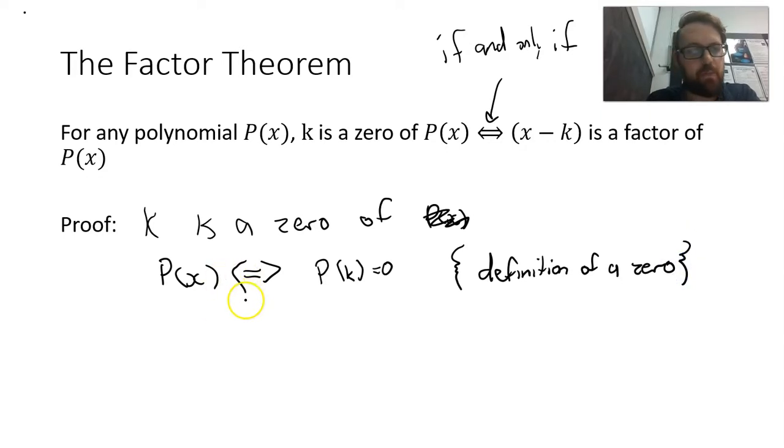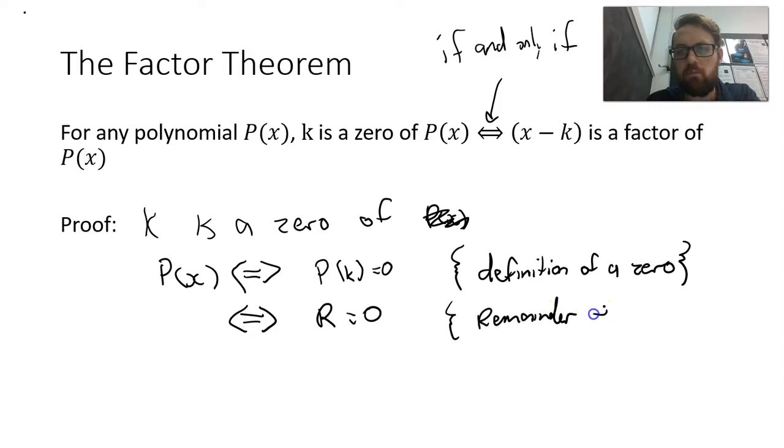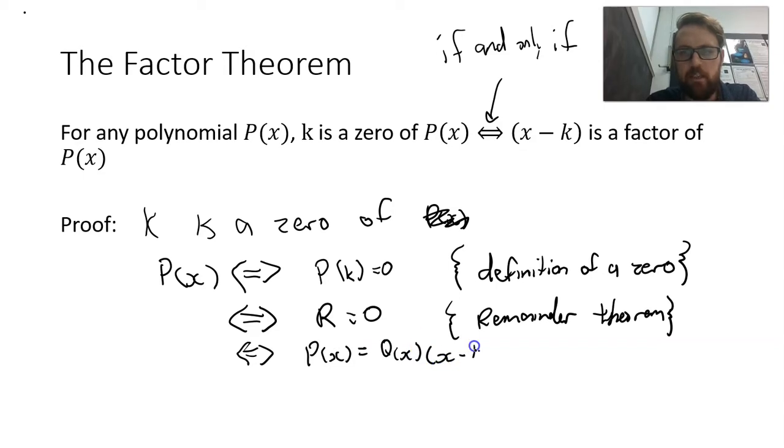That's by definition. Also, if and only if the remainder r equals 0, and that's by the remainder theorem. If and only if p of x equals q of x multiplied by x minus k. All right, so we know the remainder equals 0, so we're just left with that. And that is the division algorithm. So we've seen all of these recently.